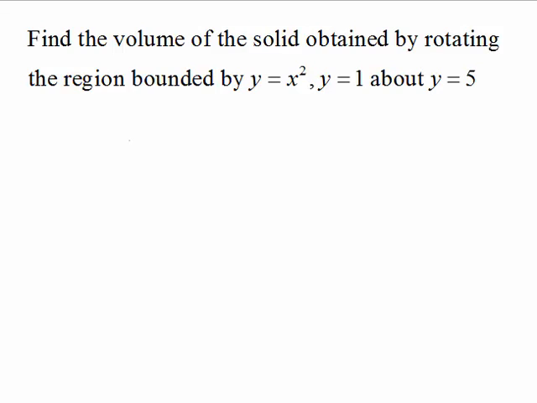Find the volume of the solid obtained by rotating the region bounded by y equals x squared and y equals 1 about y equals 5. So the first thing we're going to want to do is sketch our region so we can see what's going on. So let's do that.